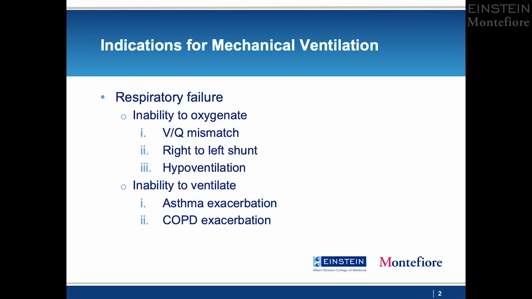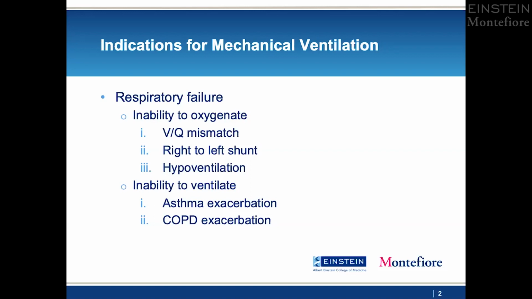Second cause is a right to left shunt. It's essentially an extreme form of VQ mismatch. Examples are atrial and ventricular septal defects, AV malformations, and ARDS. It's important to note that supplemental oxygen doesn't improve O2 sats significantly in these situations.